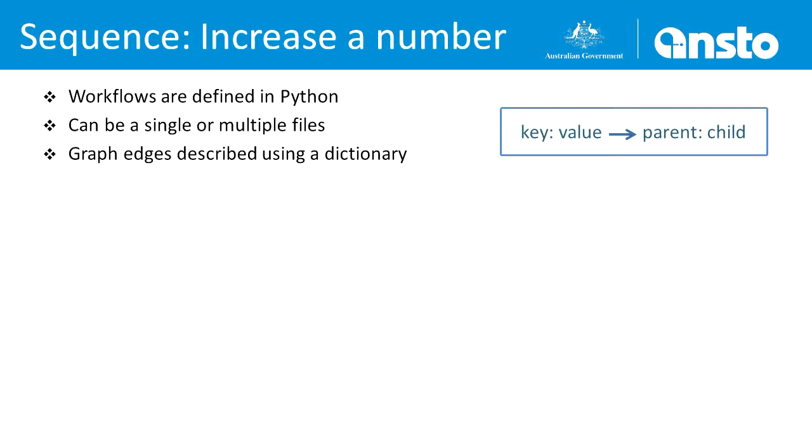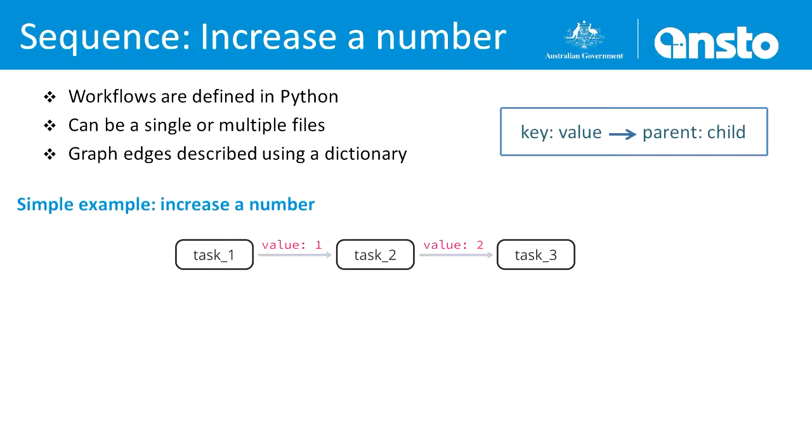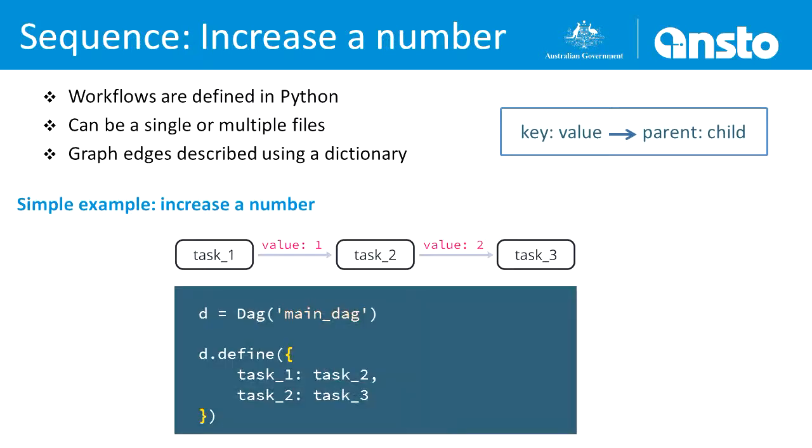And we describe the edges in your graph, so those arrows that you saw, just using a standard Python dictionary. So your key-value pair turns into a parent-child pair. And I'll give you an example where we would like to have a sequential workflow where we increase a number. So task 1 starts with 0, increases it to 1, gives it to task 2, and so on. And this is how we do it in code.